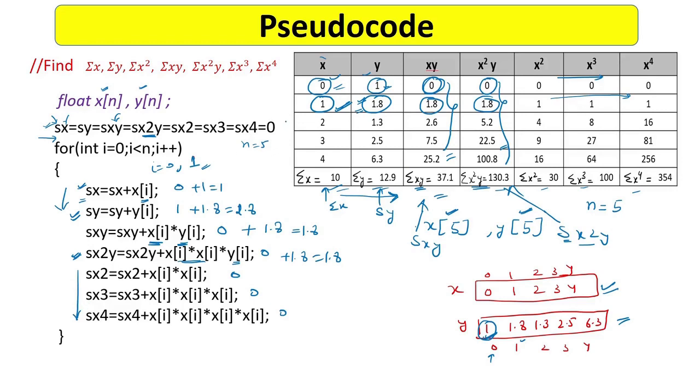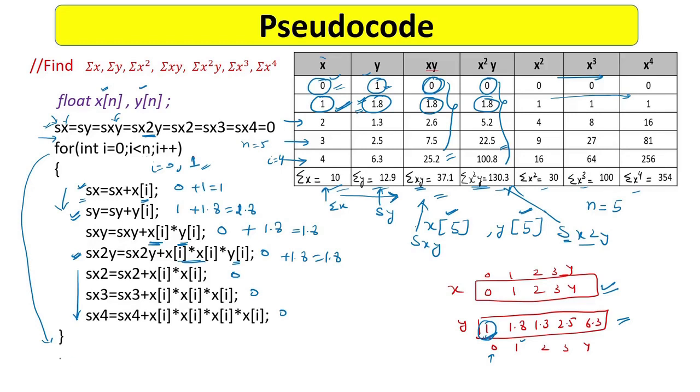In the same way, for I equal to 2, all these values will be added. I equal to 3, all these values will be added. I equal to 4, all these values will be added. So after I equal to 4, this loop will be false, because this loop will not run for I equal to 5, because the n value is 5.